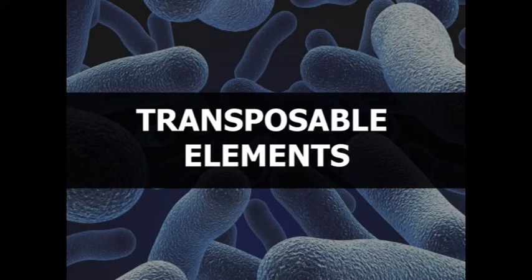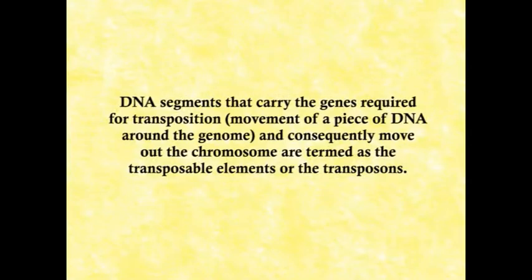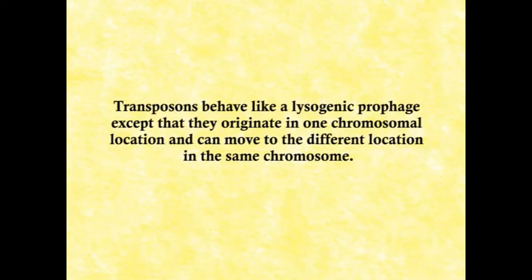Now we'll come to the transposable elements. The DNA segments that carry the genes required for transposition, that is, the movement of a piece of DNA around the genome, are termed transposable elements or transposons. These transposons behave like a lysogenic prophage, except that they originate in one chromosomal location and can move to a different location in the same chromosome. Transposable elements differ from phage, that is the viruses, in lacking a virus life cycle, and from plasmids in being unable to reproduce autonomously and to exist apart from the chromosome.